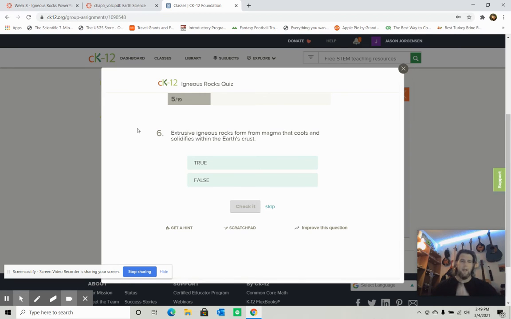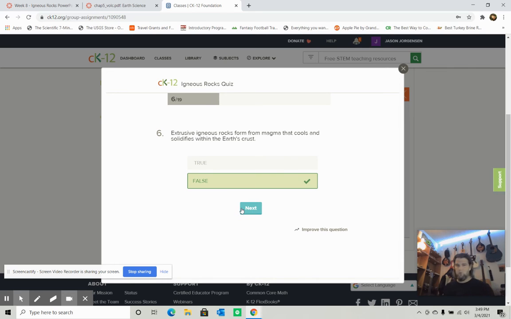Keep moving on. So extrusive igneous rocks form from magma that cools and solidifies within the Earth's crust. So let's think about it. Extrusive rocks are volcanic rocks. Vulcan was the god of fire. These need to be erupted. Extrusive means exterior, outside of the Earth, while intrusive means within. So if intrusive means within, extrusive means without. Extrusive rocks cannot form within the earth. So this would be categorically false.